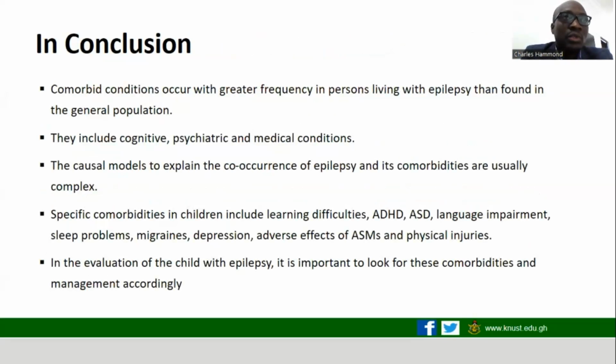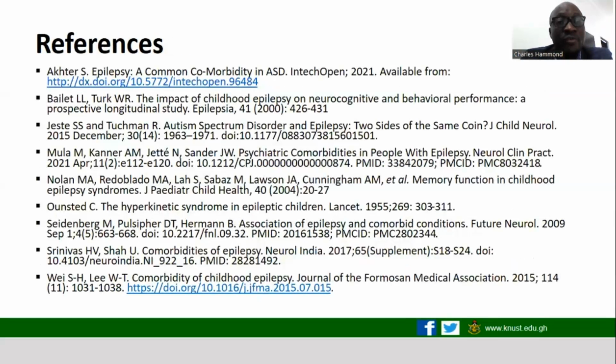Again, the causal models to explain the co-occurrence of epilepsy and its comorbidities are quite complex. And specific comorbidities in children include learning difficulties. These are common ones: learning difficulties, attention deficit and hyperactivity disorder, autism spectrum disorder, language impairment, sleep problems, migraine, depression, adverse effects of anti-seizure medications, and physical injuries. And that in the evaluation of the child with epilepsy, it's important to look for these comorbidities and manage them accordingly. These have been my references.